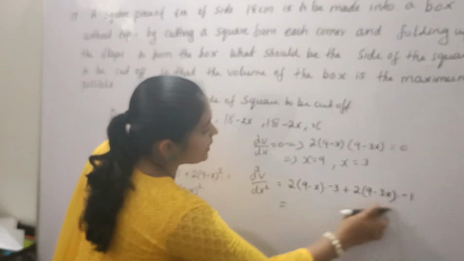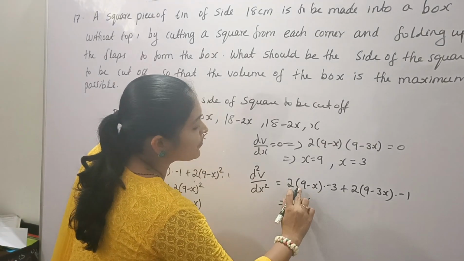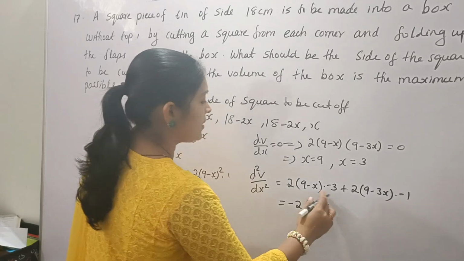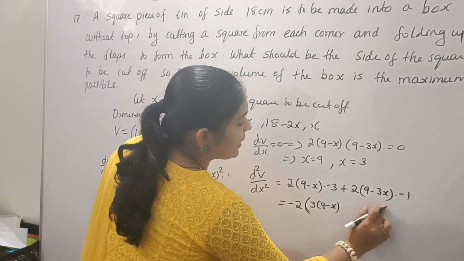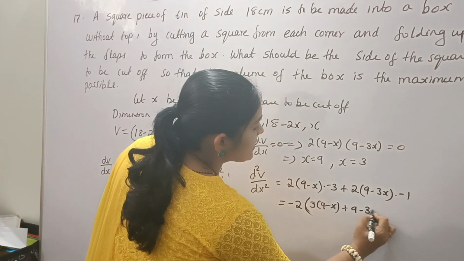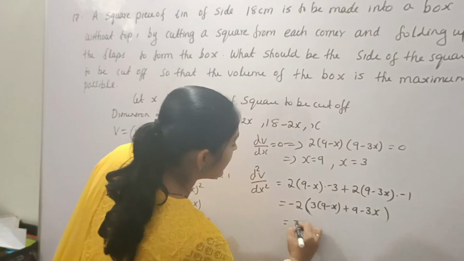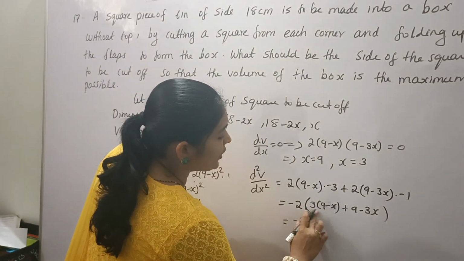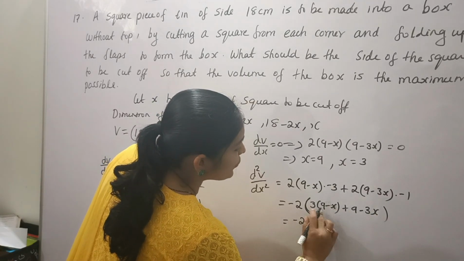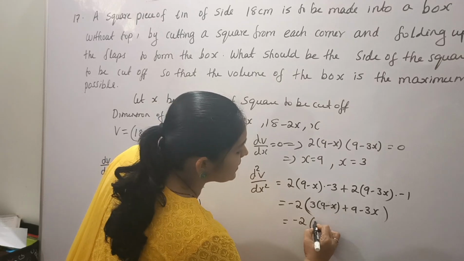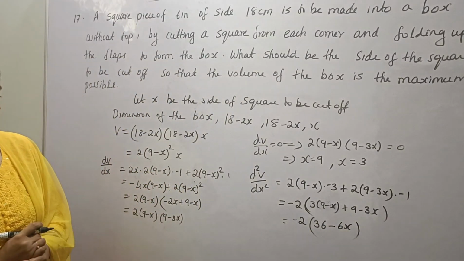Okay, that is, here see in both terms minus is there. So take minus 2 outside. So 9 minus x, 3 into (9 minus x) here plus (9 minus 3x). Okay, minus taken outside. So minus 2 into here 27 minus 3x, that is minus 6x. So 27 plus 9, that is 36. 36 minus 6x. Okay, 36 minus 6x.